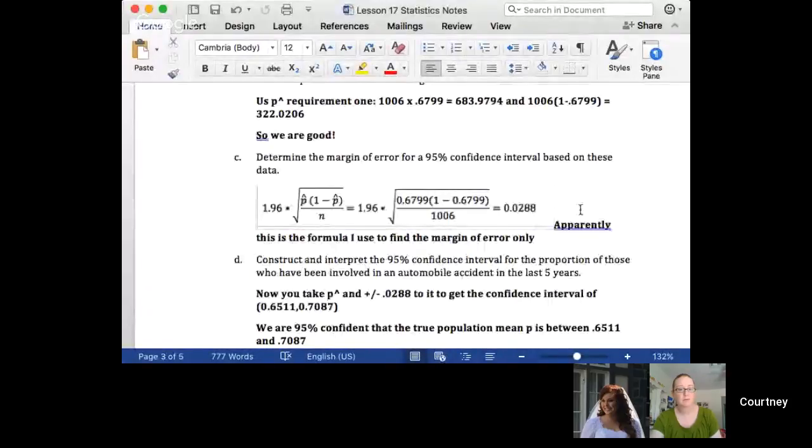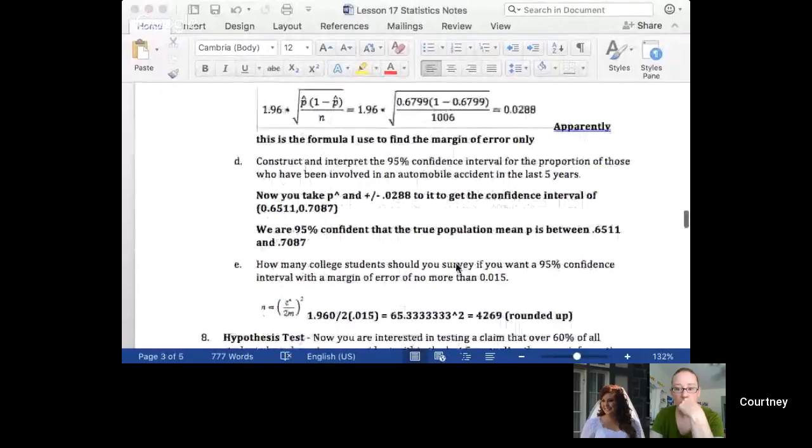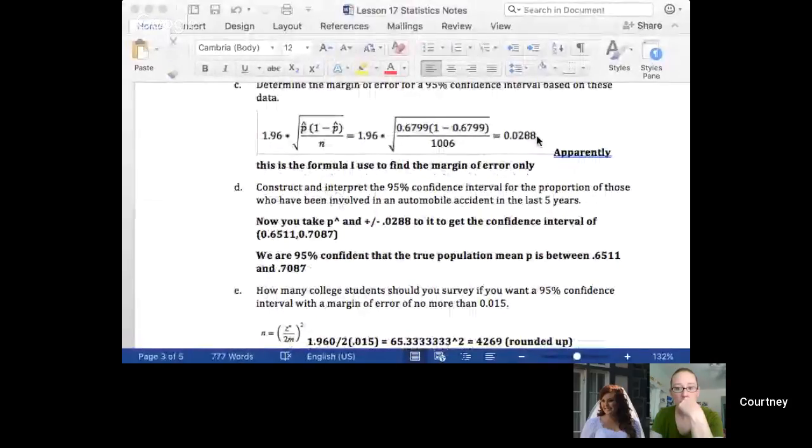Does that make sense? What do you mean by add and subtract? So like on the next question, it says construct and interpret the 95% confidence interval. And so 0.0288, if you plug that into your calculator and you add p hat, which in this case was 0.6799, then you get the upper bound because it's adding. But if you minus 0.6799 p hat, then you get the lower bound. Wow. Okay. So it's like another way of doing it, I guess. But it's how she did it in the homework, so I figured that's how we should do it.